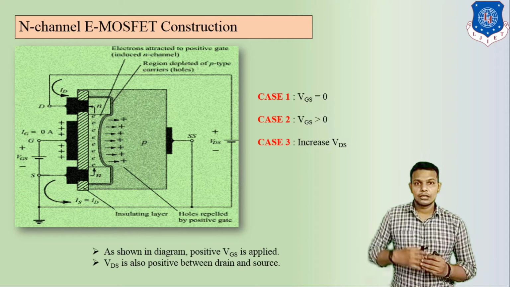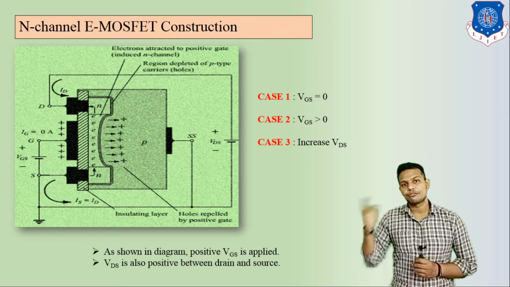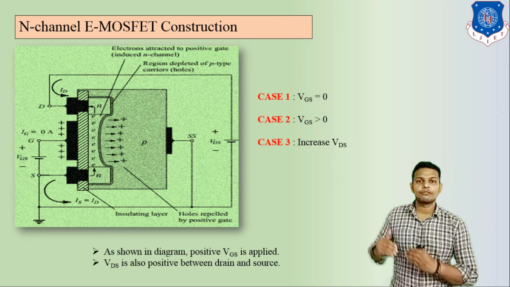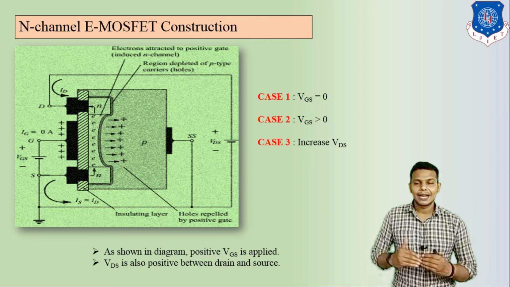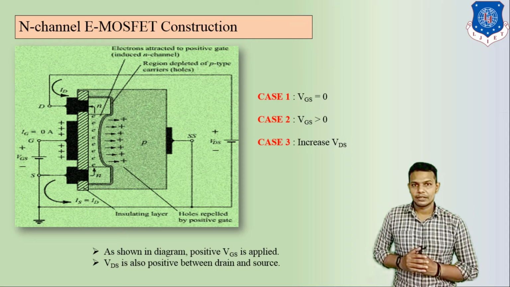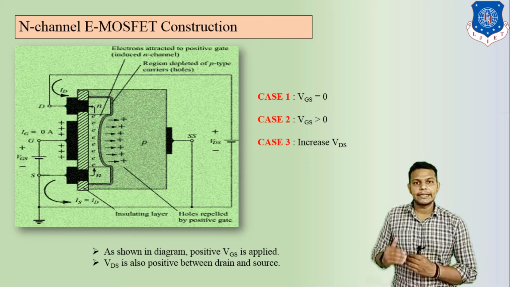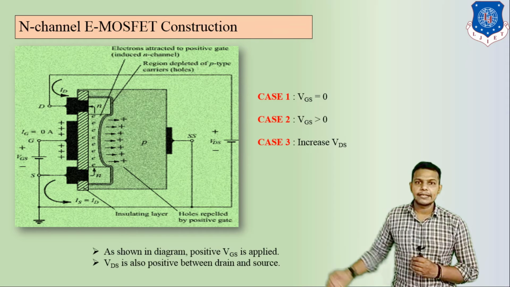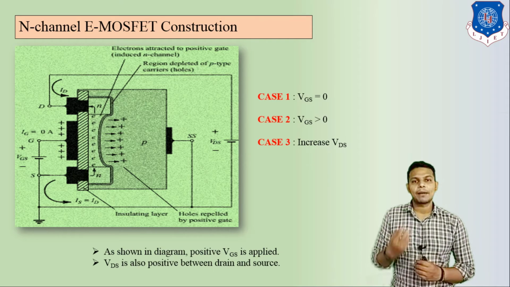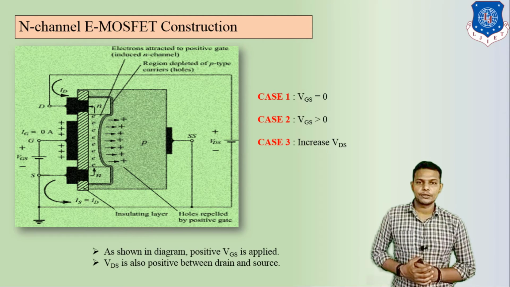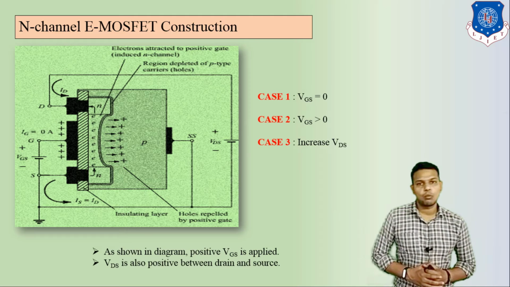So this is totally the inverse of the previous one. We have seen that if VGS is equal to 0, at this time ID is maximum. We have seen that in the D-MOSFET, but here in the E-MOSFET it is reverse. If you apply VGS equal to 0, your drain current ID is also 0. So this is case number 1.